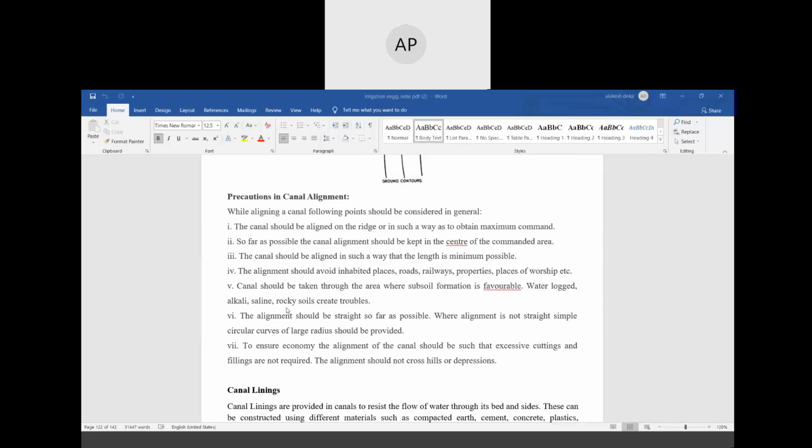The alignment should avoid inhabited places like roads, railways, properties, places of worship, etc. The canal should be taken through the area where subsoil formation is favorable. Waterlogged areas should be avoided. Where the soil contains alkalinity, salinity, rocky soils, boulders, that type of soil, you cannot construct a canal. That means you cannot align along that type of soil.